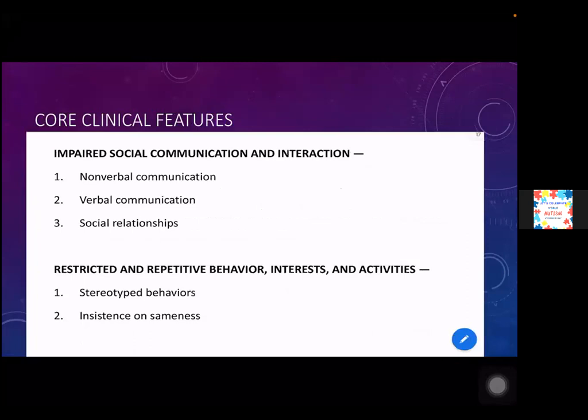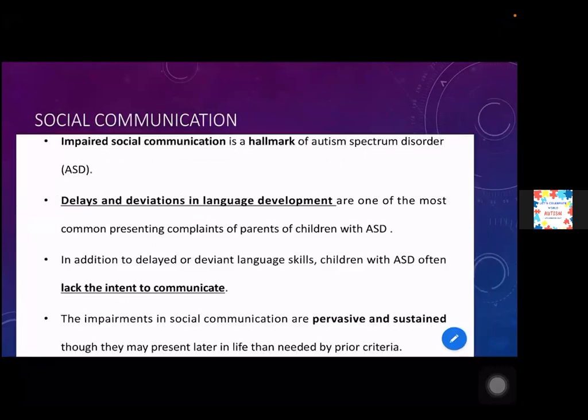So let's come to the core clinical features of autism. Impaired social communication and interaction. Under impaired social communication, I would be dealing with non-verbal communication, verbal communication, and social relationships. The second core category is the restricted and repetitive behavior, interest, and activities, which include the stereotyped behaviors and insistence on sameness. I will come to these points one by one in the coming slides.